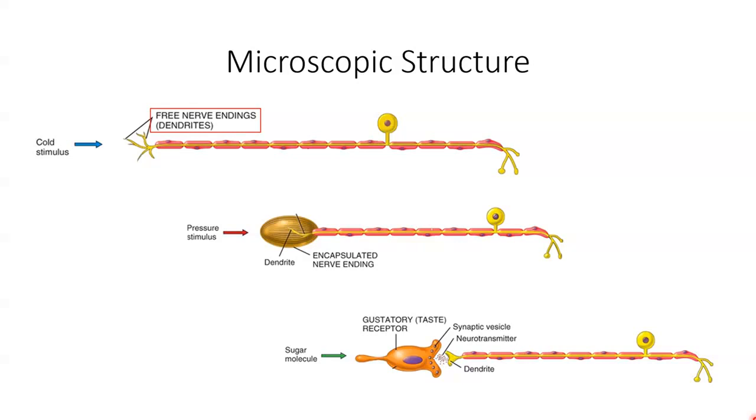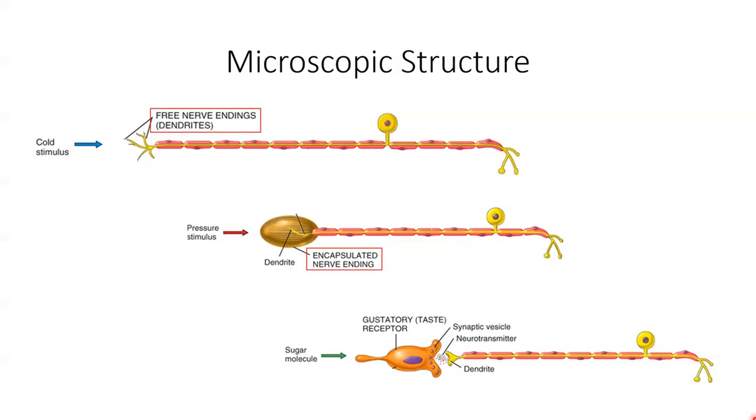We then have our encapsulated nerve endings, and these are the dendrites of a sensory neuron that are enclosed in a connective tissue capsule that has a distinctive microscopic structure. The different types of capsules will enhance or lessen the sensitivity of that particular receptor. And we have encapsulated nerve endings for many of our somatic and visceral sensations, including pressure, vibration, and also some touch sensations.